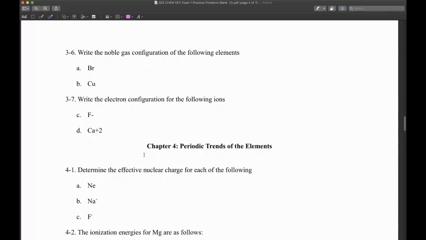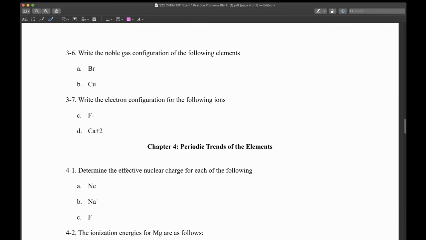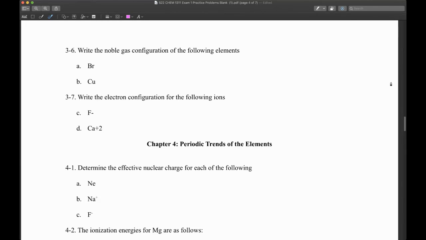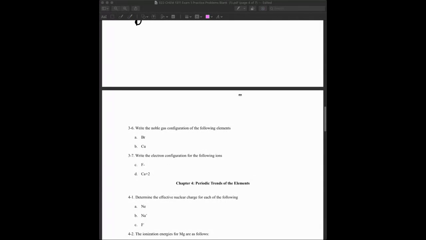Okay, let's move into the next configuration. So 6 asks for the noble gas configuration of the following elements. I guess this would be best if I go ahead and just share all of my screen so that I can pull out the periodic table. So just give me 1 second.